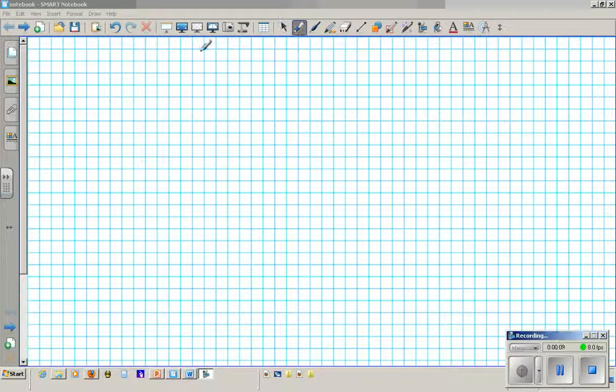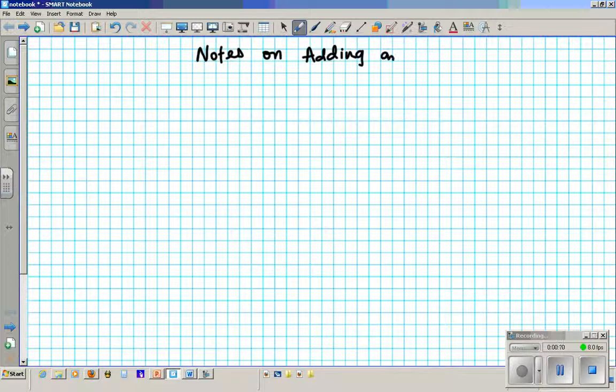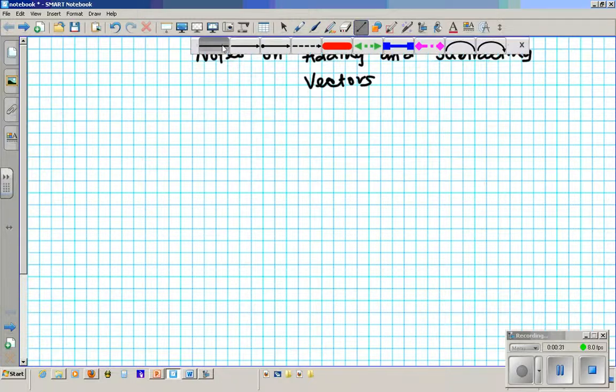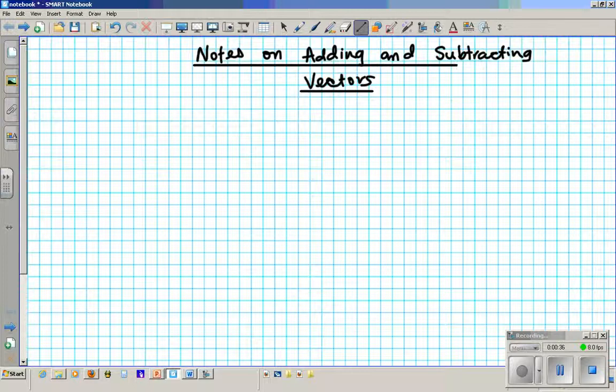So write down the title for the notes for today. Notes on adding and subtracting vectors. Adding and subtracting vectors. Okay? Write this down. The main method we're going to be using today to add and subtract vectors is the parallelogram method. We'll go into that in a minute.